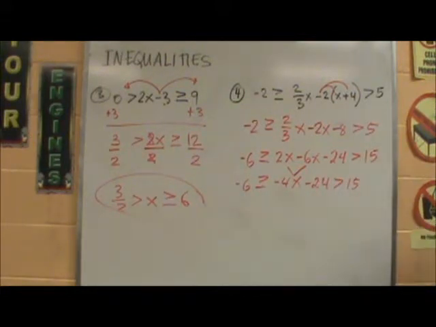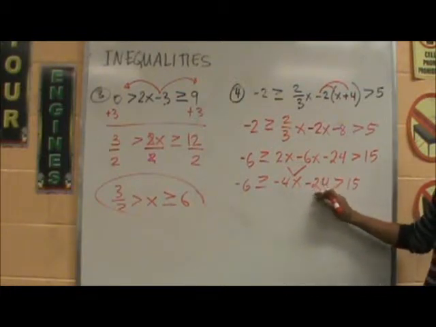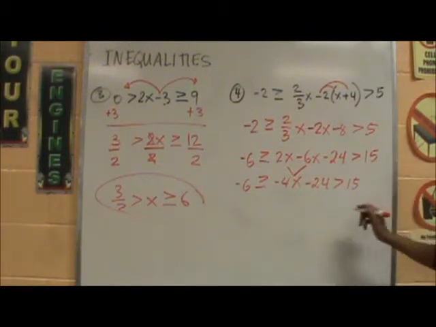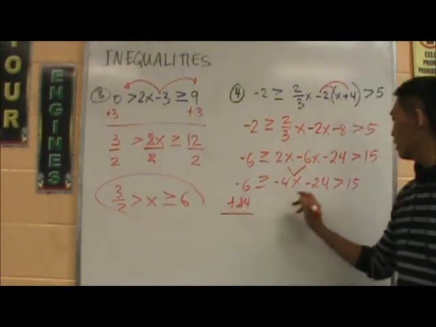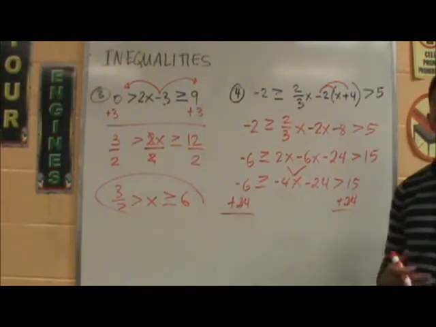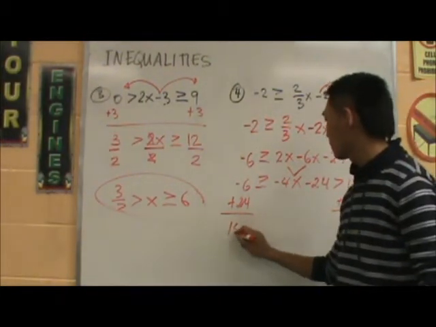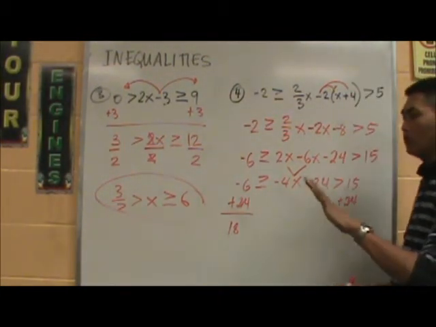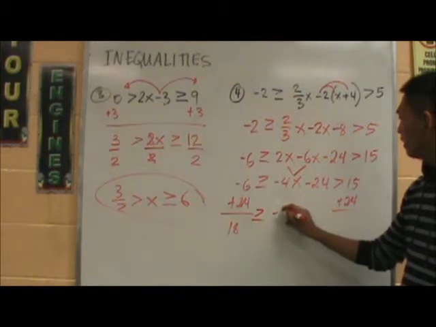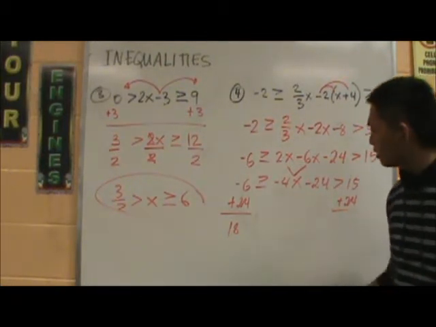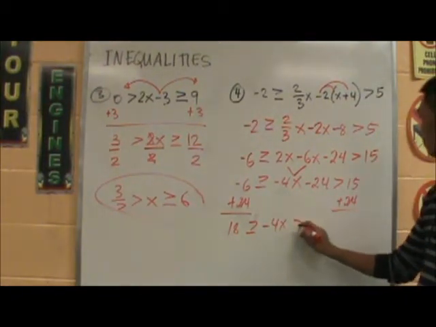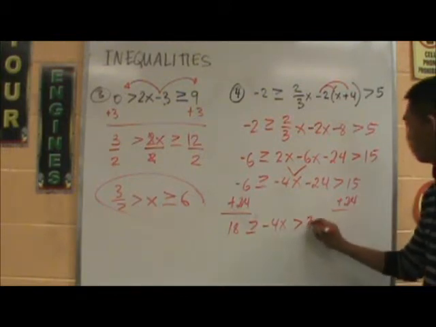But wait, I need to have x alone. That means we need to get rid of that minus 24. Move it over to the right, and it becomes plus 24. Just because it's negative, it becomes plus 24. And now I have 24 minus 6 is 18. Okay, there you go. So 18. Now I have negative 4x. This is giving me 39.